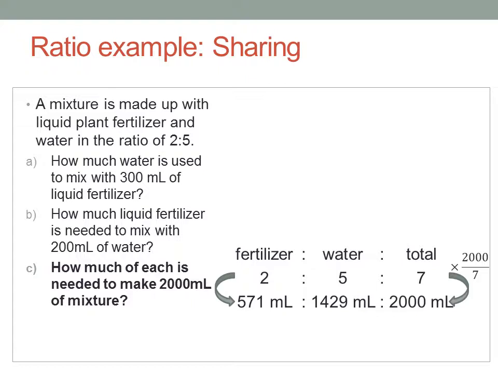Now it's important when you do this that you don't round off too early. You can't go 2,000 divided by 7 is 286, rounded off to the nearest whole, then 2 times 286 and 5 times 286, because you'll actually end up with numbers that don't add to exactly 2,000. Try it. Don't round that fraction off. Use it exactly as it is. Don't round off until the very end of the problem. And that's how to share with ratios.